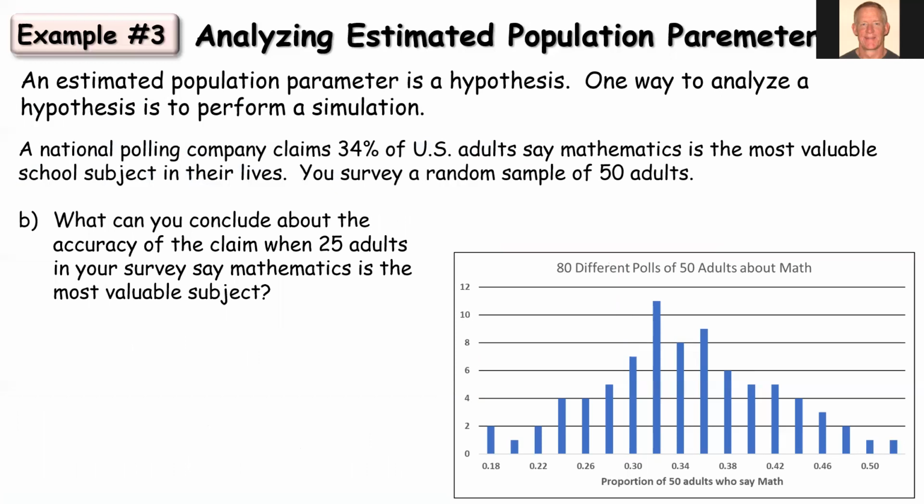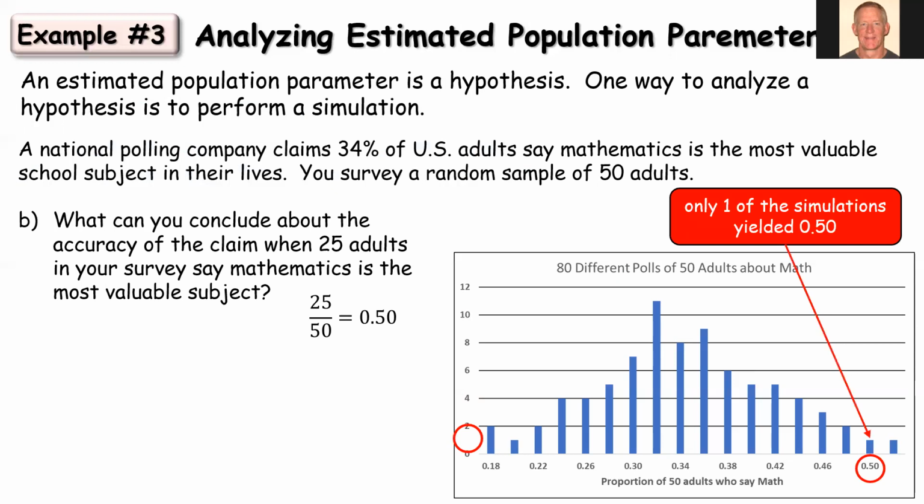All right, let's look at the next case. What can we conclude about the accuracy of the claim if 25 of the adults in our survey said math is the most valuable subject? Well, where would that be in our distribution here of the simulation data? 25 divided by 50 is 0.5. We only had 1 of the simulations out of 80 that yielded that result.